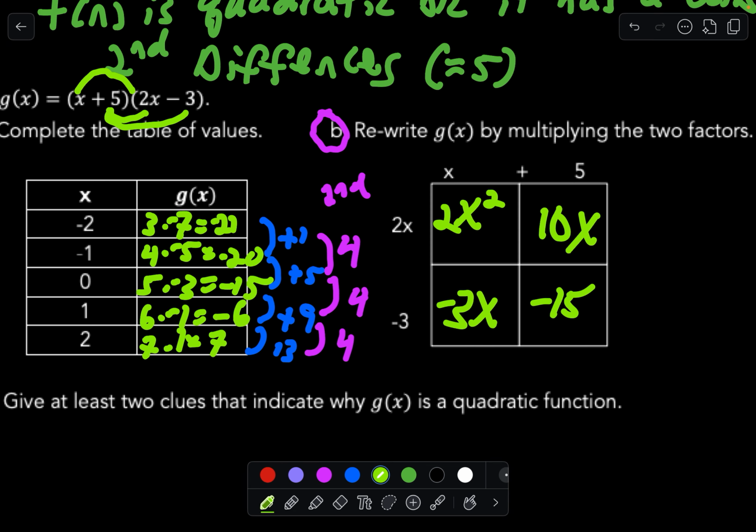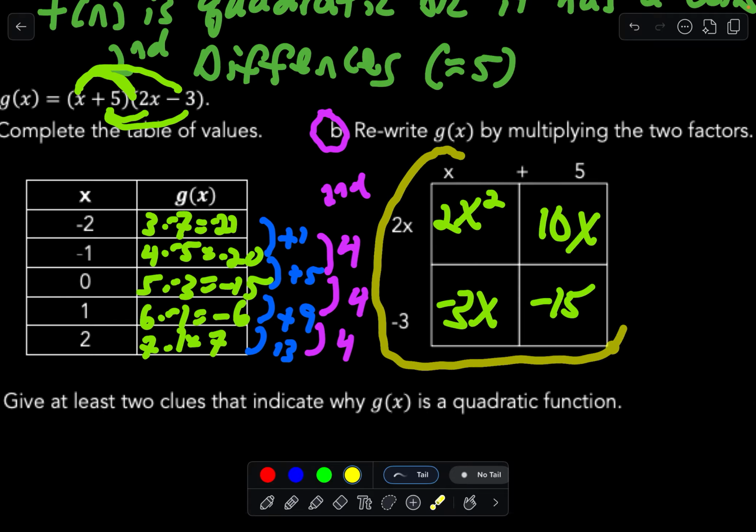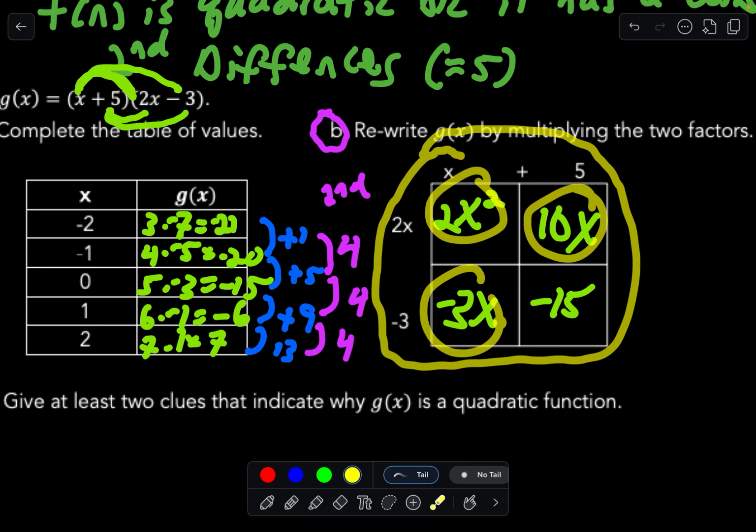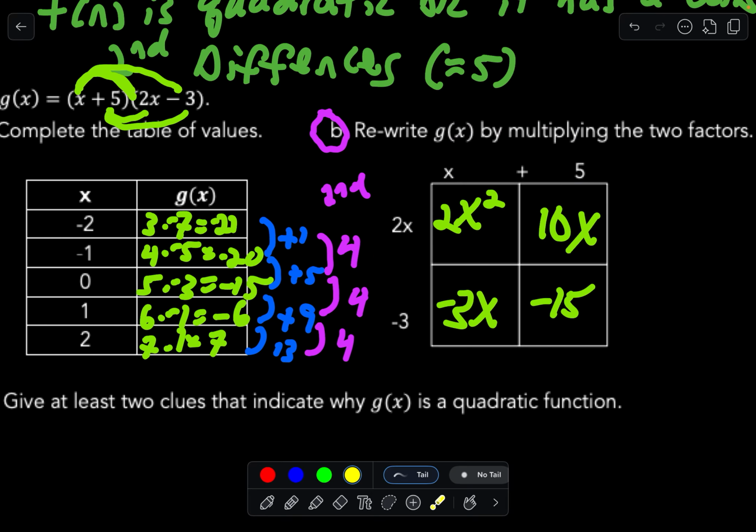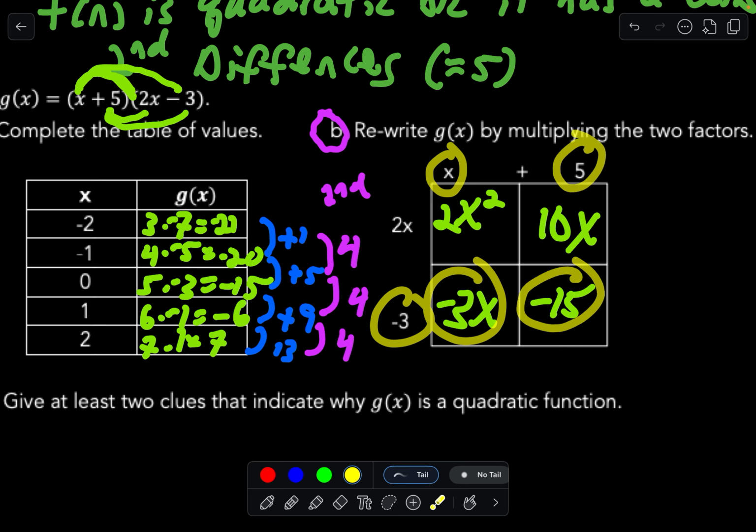A lot of you might have seen this previously and heard the phrase FOIL: first, outer, inner, last, which works great, but I'm being serious with you. The easiest way to multiply binomials is by making a square, and knowing that what goes in each of the 4 pieces is the product of the two terms. x and 2x, 2x squared. 2x times 5, 10x. Negative 3 times x, negative 3x. And negative 3 times 5, negative 15.